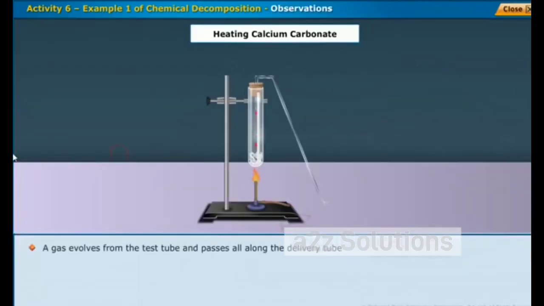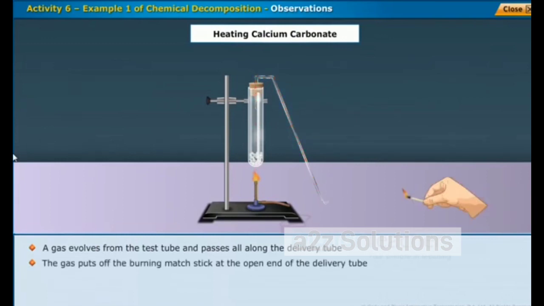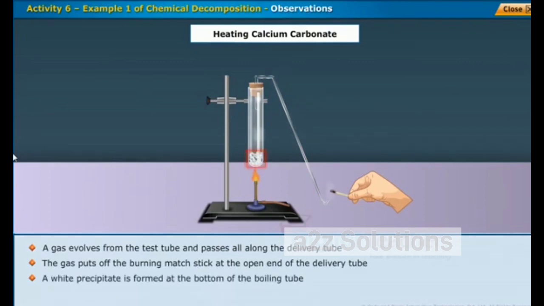A gas evolves from the boiling tube and passes all along the delivery tube. The gas puts off the burning matchstick at the open end of the delivery tube. A white precipitate is formed at the bottom of the boiling tube.